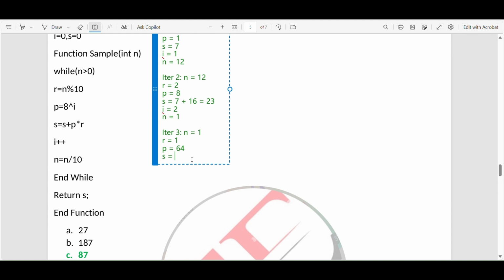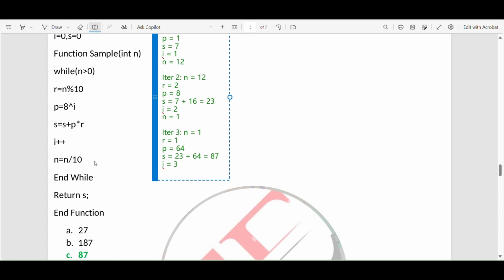The previous s value is 23. So 23 plus p into r, 64 into r. 64 into 1 will be 64 itself. So addition will give you 87, right? And next we need to increment I value. I value is incremented to 3.